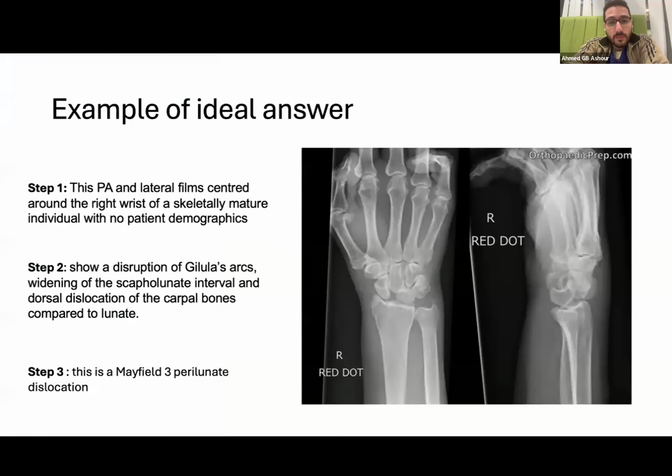So for example, this is a PA and lateral radiograph centered over the right wrist in a skeletally mature patient with no demographics, showing disruption of Gilula's lines, widening of the scapholunate interval, and dorsal dislocation of the carpal bones compared to the lunate. So this is a Mayfield 3 perilunate dislocation. If you see, guys, it's less than 1 minute until I said everything about the case. They will know that you know what they're going to ask you. This is a 5 out of 5 marking. So I hope everyone can learn this technique.